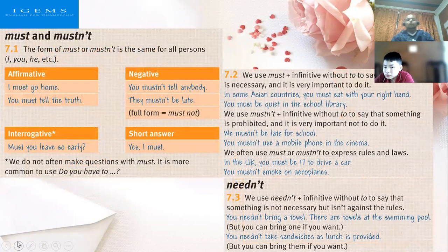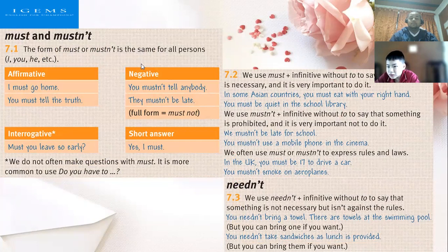Okay, so let's talk about this grammar chart. Here we have the form of must or mustn't, which is the negative. It is the same for all persons, which means for the affirmative, the negative, the interrogative, and the short answers. In each of these categories, you're going to tell me one example, all right? First one, affirmative.